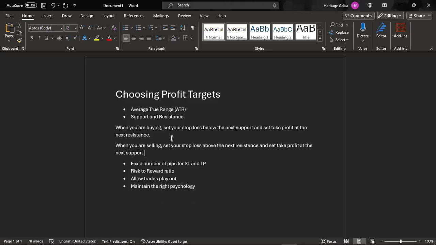When you're buying, set your stop loss below the next support and take profits at the next resistance. When you're selling, the opposite. Set your stop loss above the next resistance and take profits at the next support. What do I mean by this? Let me show you what I'm saying.